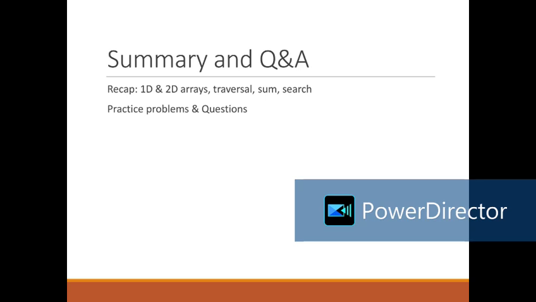For 2D arrays, we learned how to access elements using double indices and applied nested loops for traversal, summation, and searching. Remember the common mistakes to avoid, like out of bounds access and using uninitialized arrays. Finally, we reviewed the advantages and limitations of arrays.